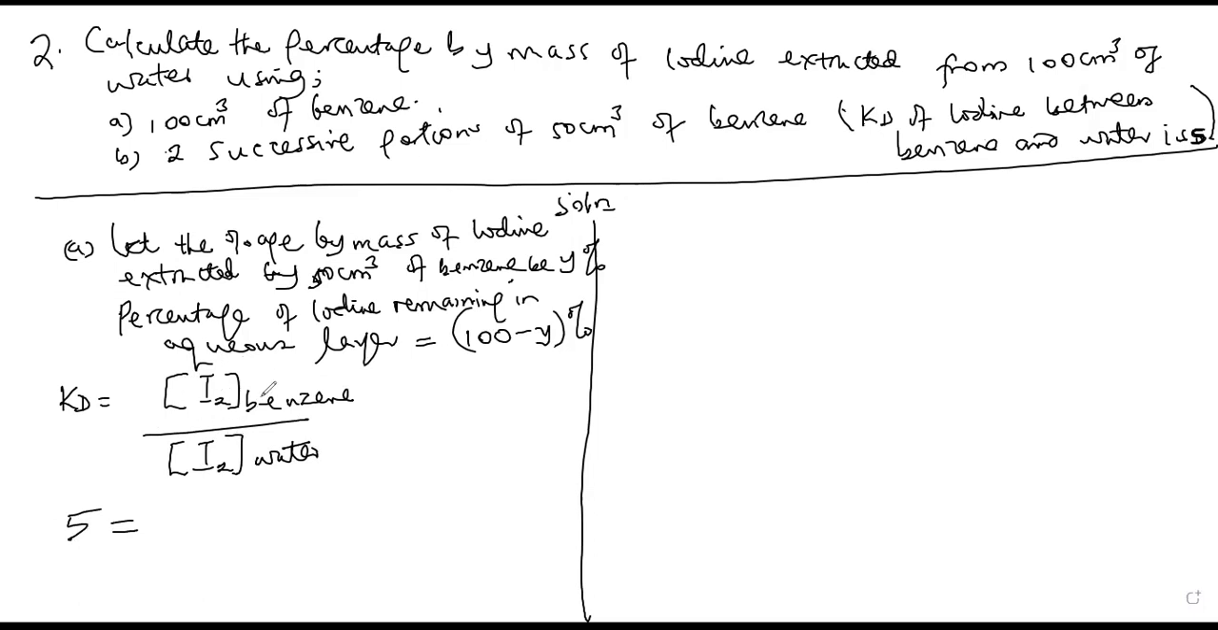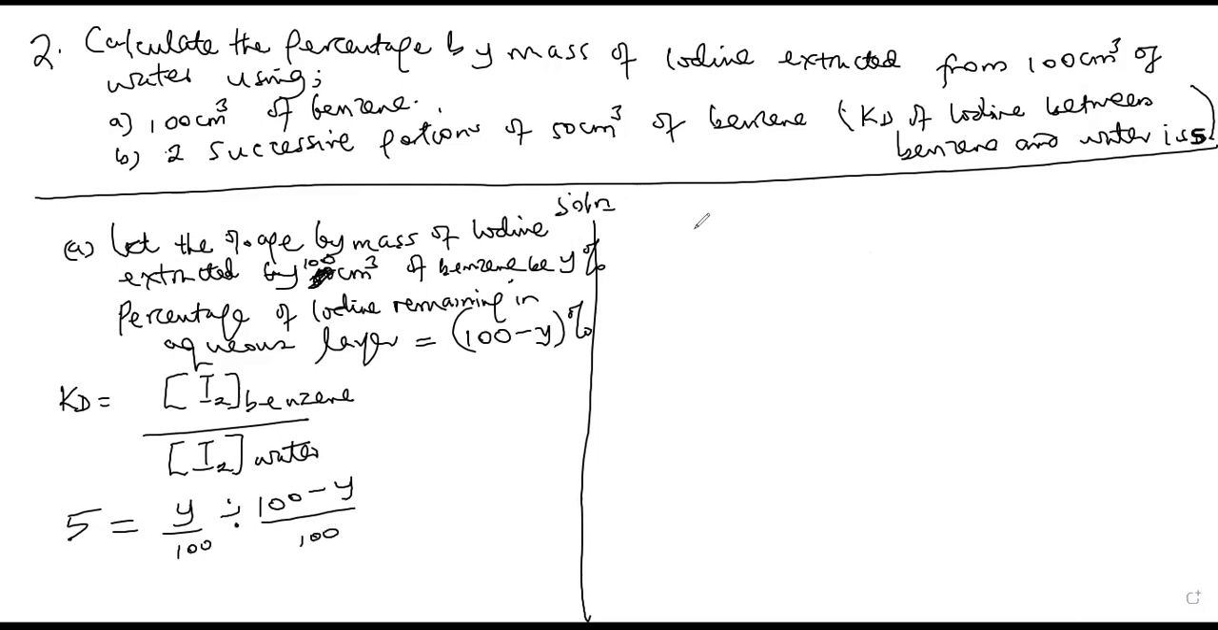Percentage of iodine in benzene will be Y. So the composition is going to be Y, but out of the volume. Actually, this was extracted by 100, not 50. Let's change this: 100 cubic centimeters of benzene. So Y out of 100 divided by 100 minus Y out of 100 cubic centimeters of water.